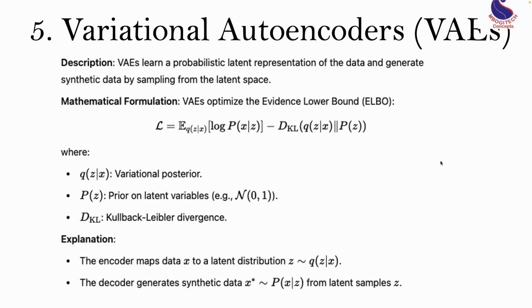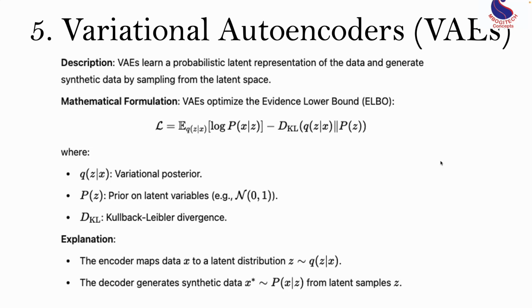Now this is how variational autoencoders work. Like we said, they learn a probabilistic latent representation of the data and generate synthetic data by sampling from the latent space. And this is the formula here. They try to optimize the evidence lower bound, ELBO.